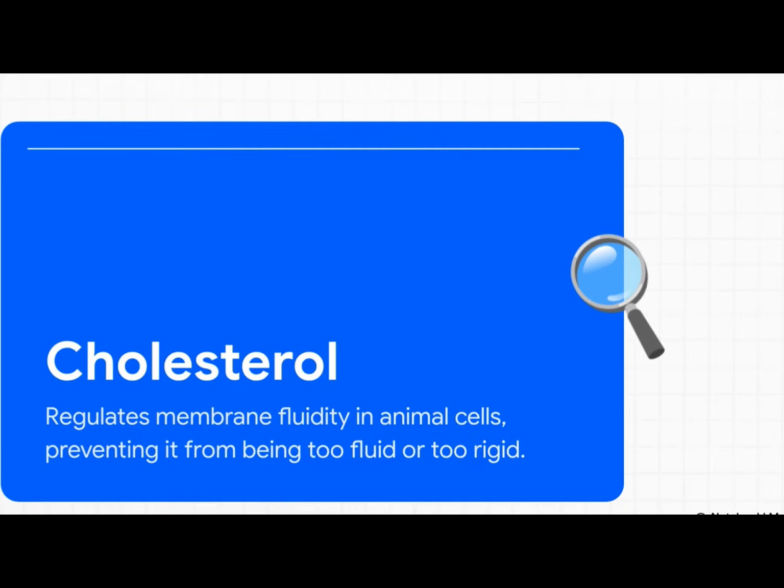Now, in animal cells, cholesterol plays this really fascinating role. It wedges itself between the phospholipid tails and acts like a fluidity buffer. You can think of it as a chaperone. If the temperature gets too high, cholesterol's rigid structure holds the phospholipids back, stopping the membrane from becoming too fluid, kind of like melted butter.